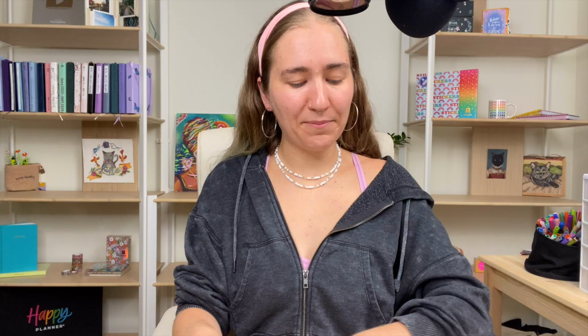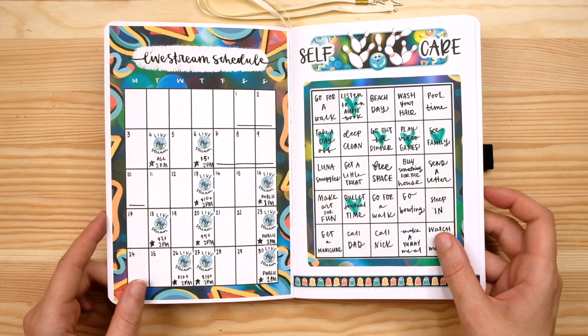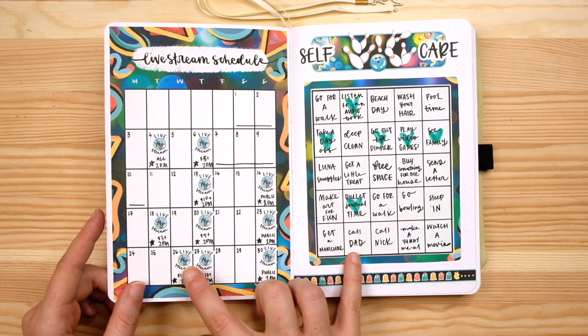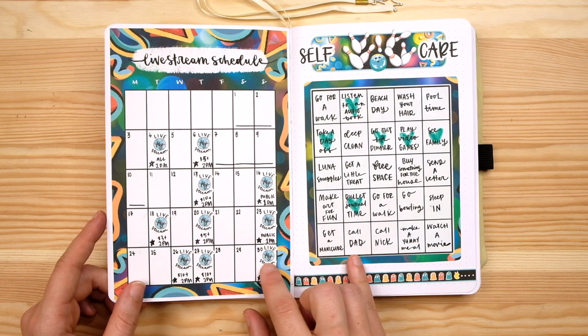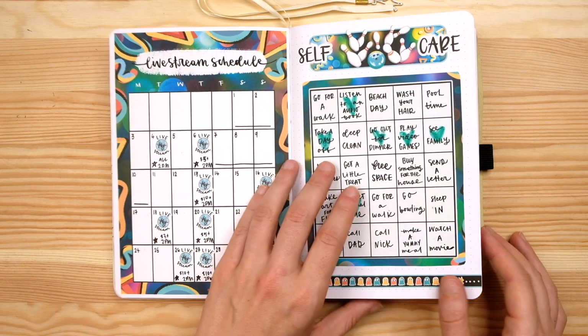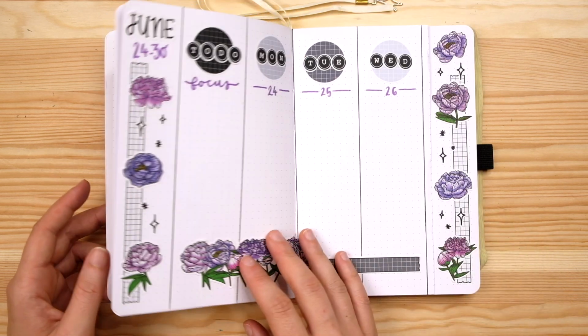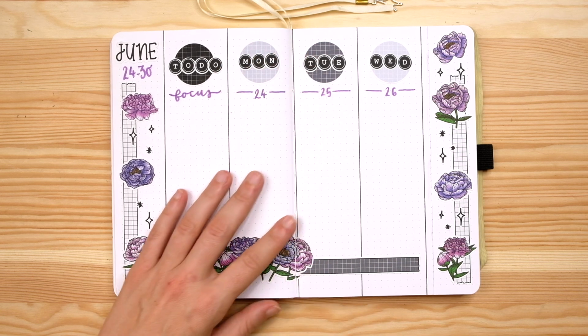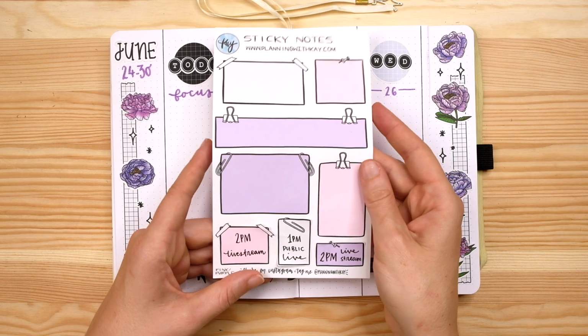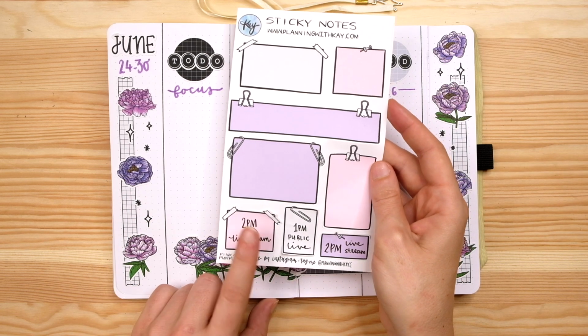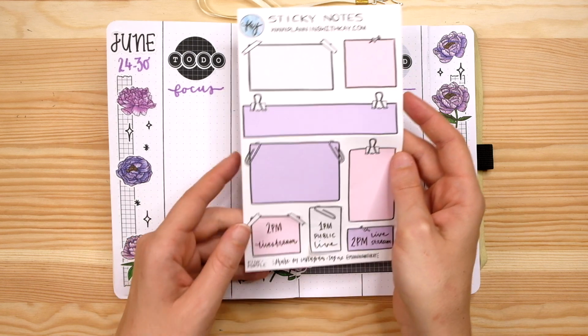So if I go back to my calendar, I know I have a few live streams happening this week, so I'll start with those. I've got one on the 26th and the 27th. Those are both Patreon exclusive live streams. And then I have a public live stream on Sunday, the 30th. I got out this sheet of sticky notes because I thought this would be a cute way to highlight these live streams on my calendar.